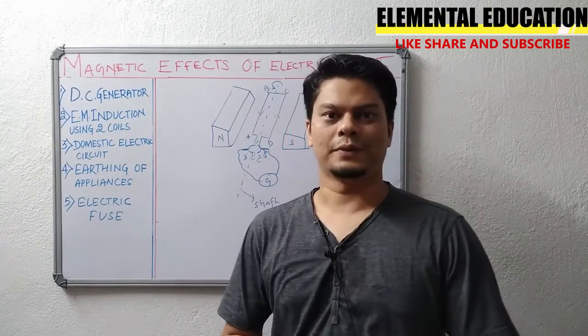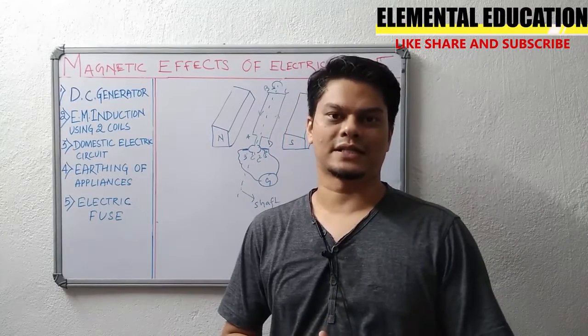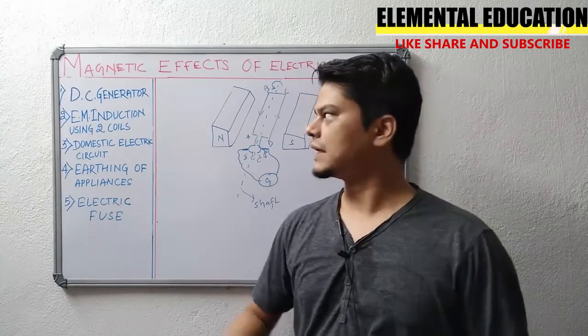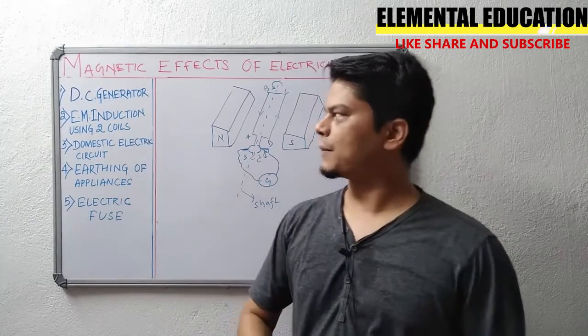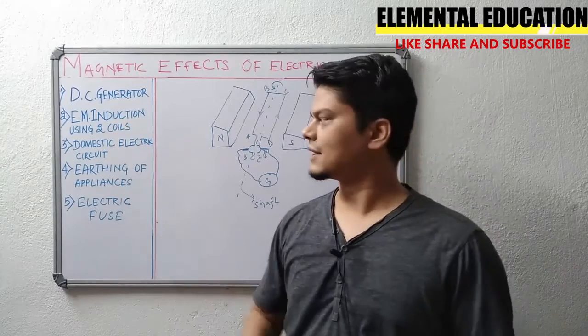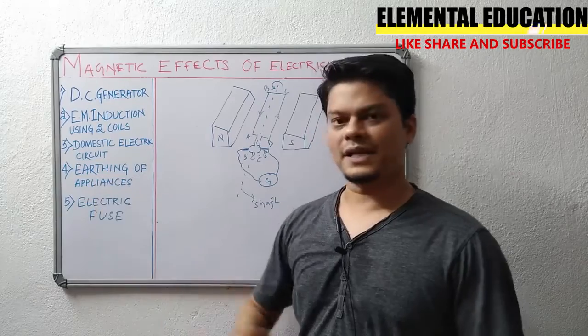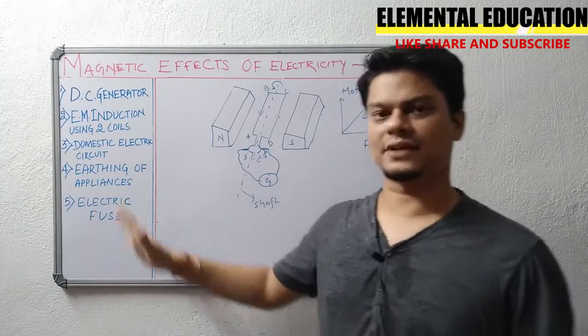Today's video will be the last part of magnetic effect of electricity, that is part 5. So in today's video we will be studying about DC generator, electromagnetic induction using two coils and domestic electric circuit, what is earthing of appliances and what is electric fuse.